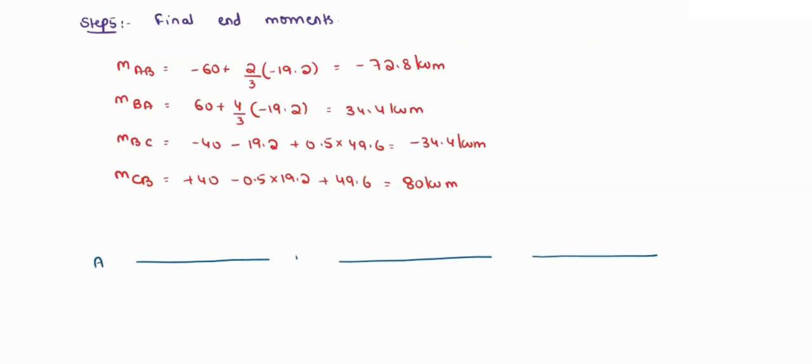So A, B, C and D. Now you are going to represent your loadings. The loadings here will be 20 kilonewton per meter, 80 kilonewton, and 40 kilonewton. The span here is 6 meters, and here it is 4 meters, and this is 2 meters and 2 meters, and here the span is 2 meters again.